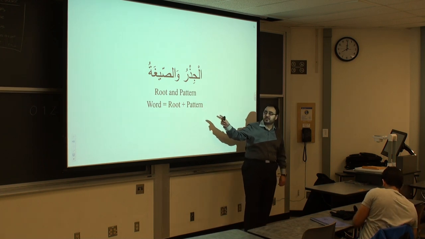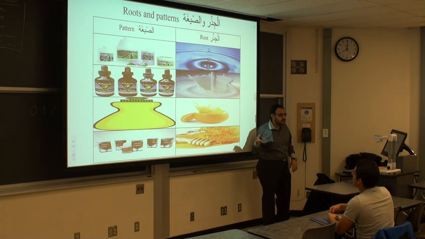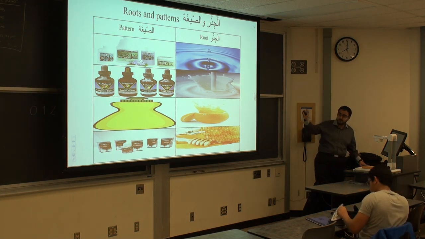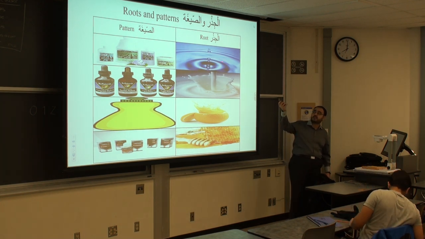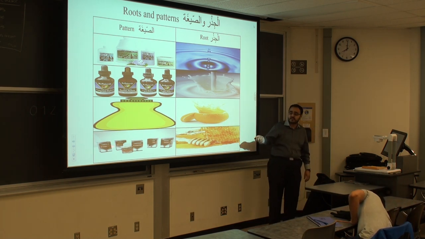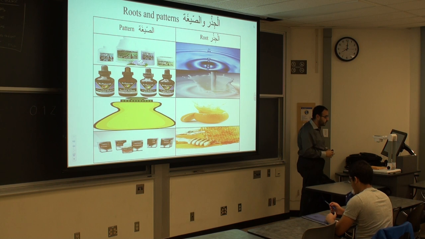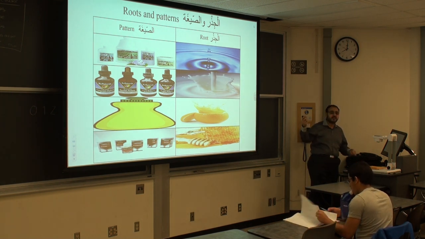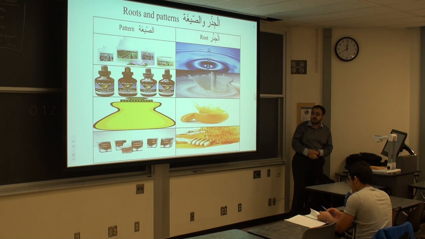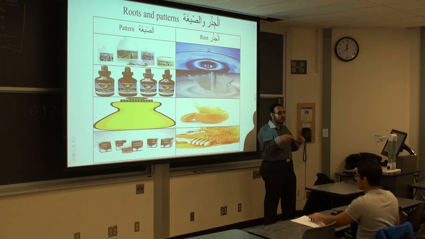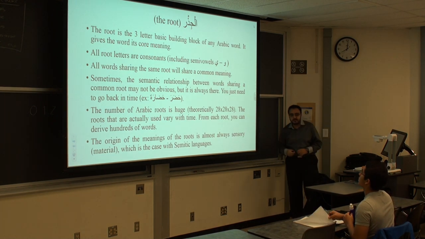It's important to know that any Arabic word consists of a root and a pattern. You can think of the root as the liquid that you pour into any container. The container will be our pattern. If you pour a liquid, let's say water, into different shaped containers, it will remain water essentially. That's the case with words sharing the same root. The container is what gives the liquid its exterior shape, and that's the pattern. So let's talk about that in more detail.